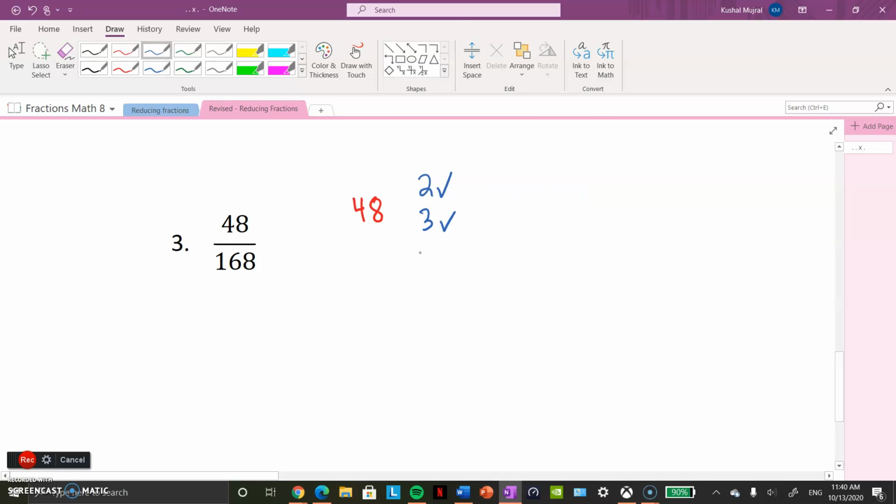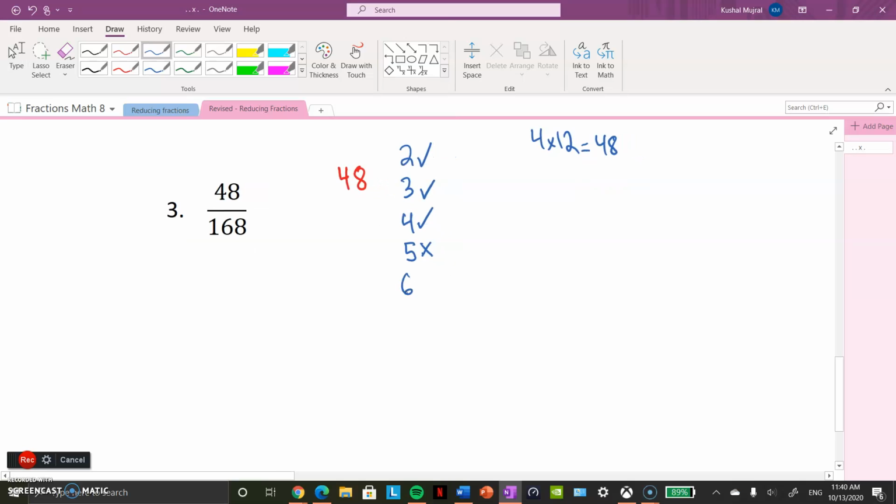Let's look at 4. I guess all you can do here is do your multiplication tables. 4 times 12 is 48, and if you recognize that, then you'd know that 48 is divisible by 4. Let's look at 5. The last digit is not 0 and it's not 5, so 5 does not work.